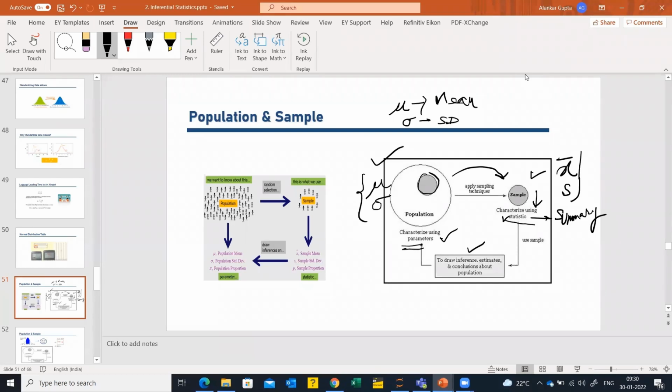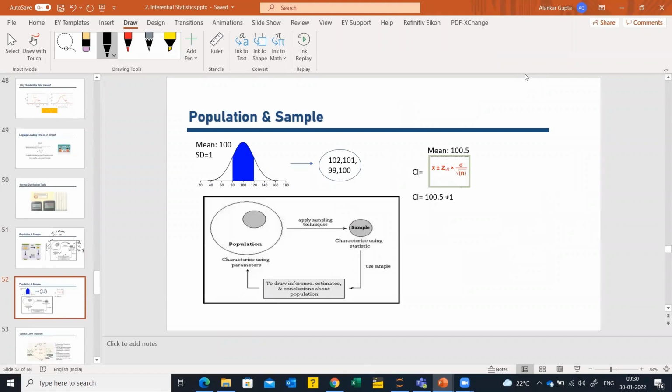Okay, I hope you understand. Now let's look into the next slide. Here I have some numbers and some measurements where I have the mean as 100. So you can see that I have the mean as 100 here and I have a standard deviation of 1.